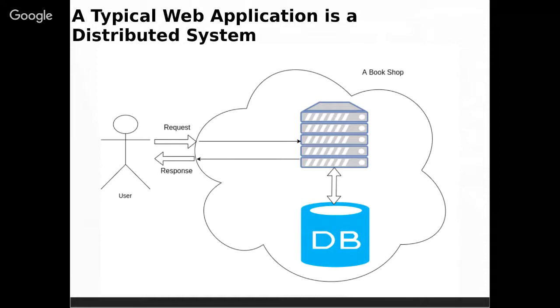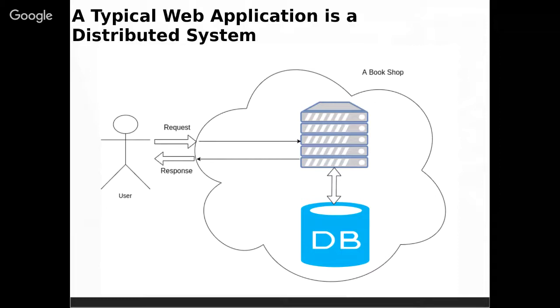This application is deployed on a machine. Let's call it the application server, which communicates with the database in another machine, let's call it the database server, to retrieve and store data. A user can send a request to the application server, which then returns a response to the user.